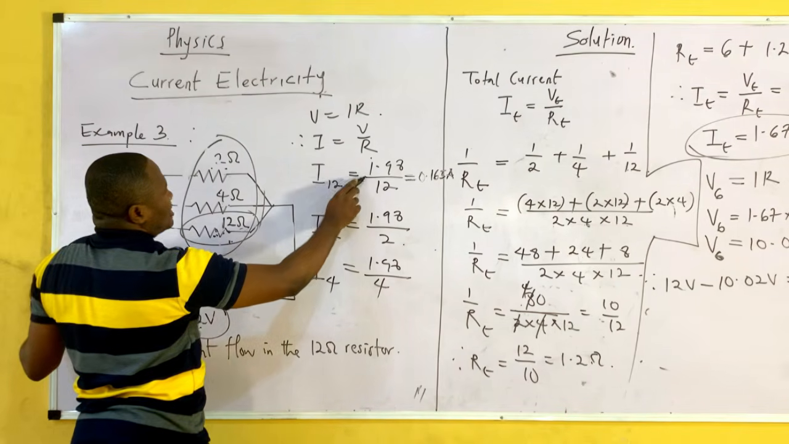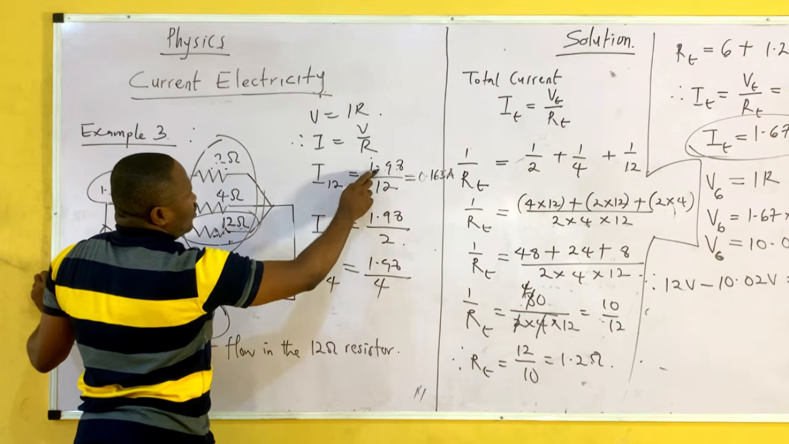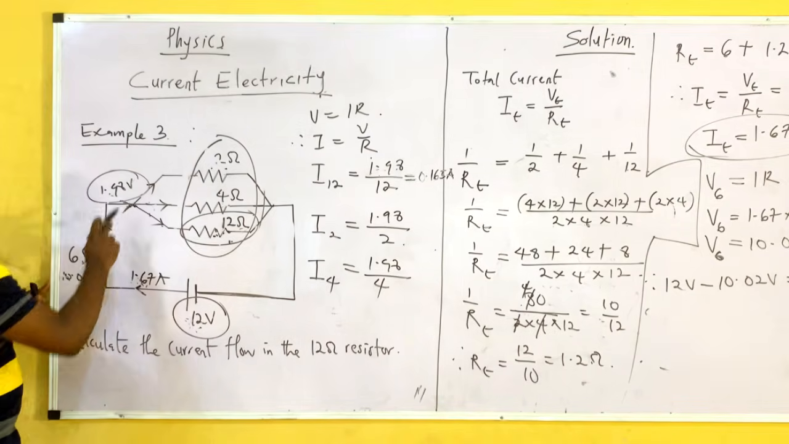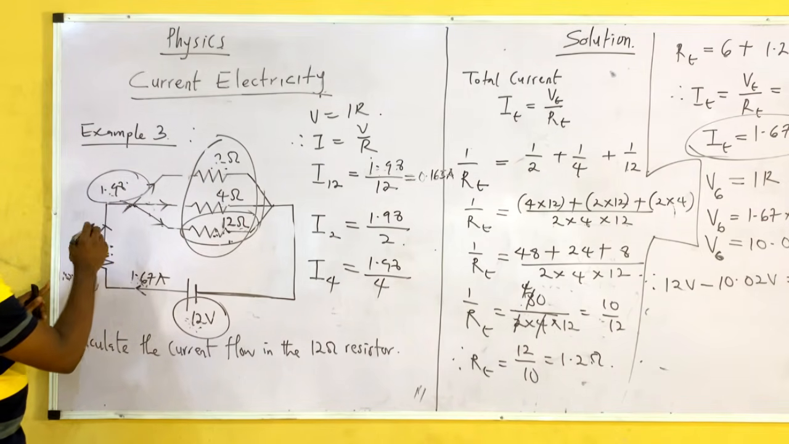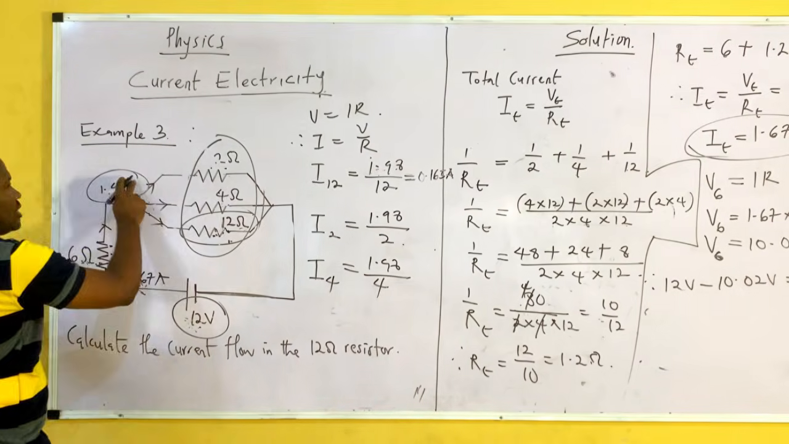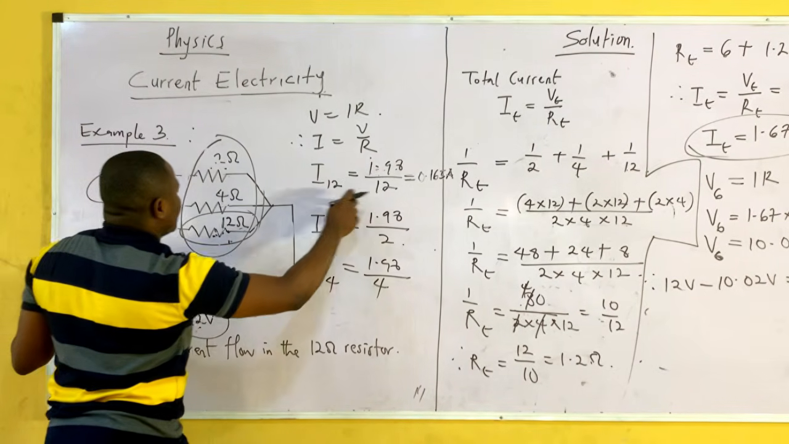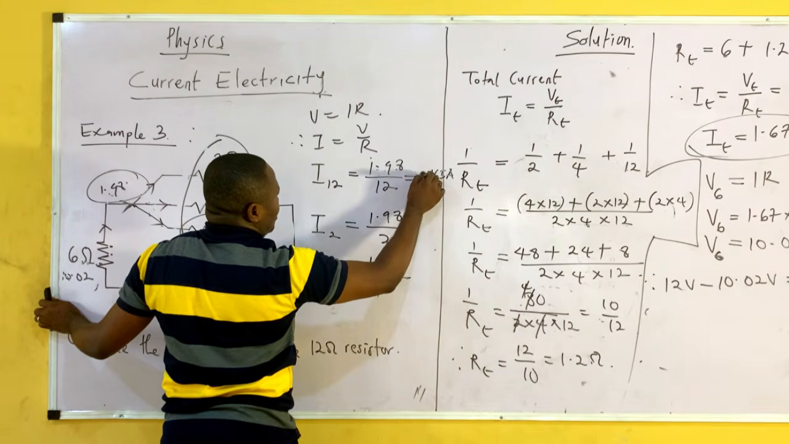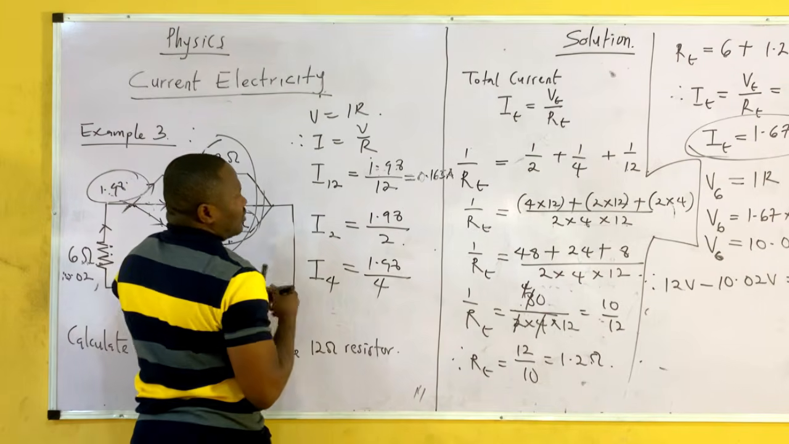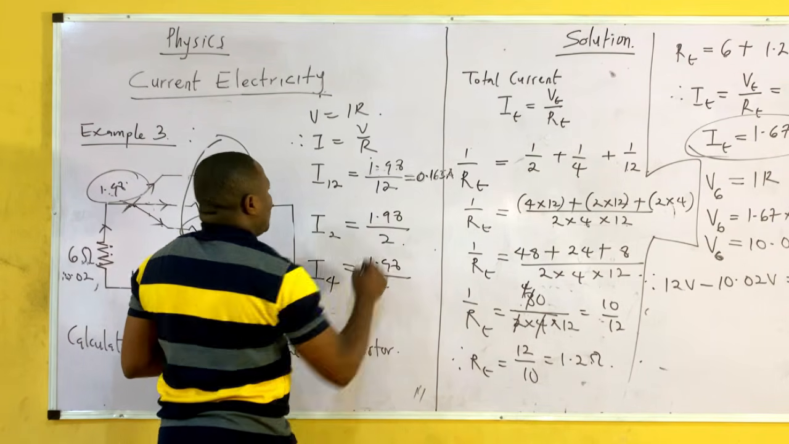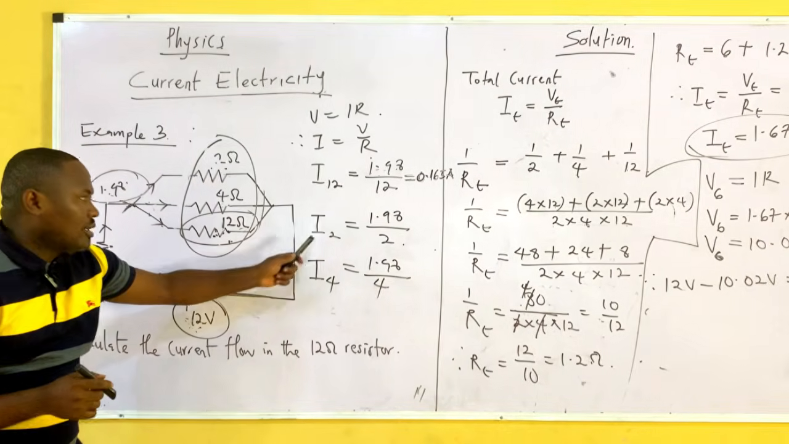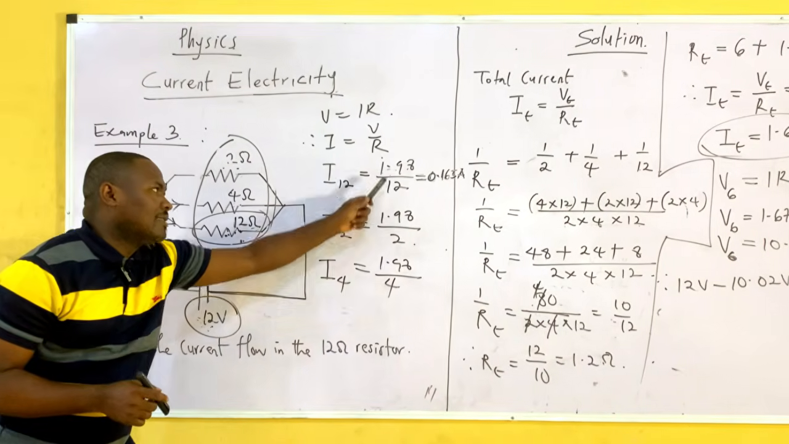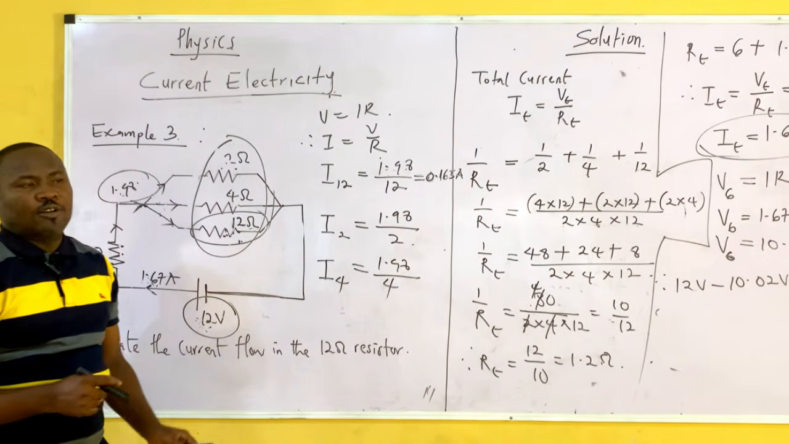So that's why you are seeing this 1.98 over 12. What is this 1.98? It is our total voltage here, and then our resistance is this. So this becomes our current. So try and do the others and let us see if you have an understanding of what we just did. You can see the way I did it for I2, and you can see the way I did it for I4. So that's how you solve it. They have the same voltage, but they have different currents.